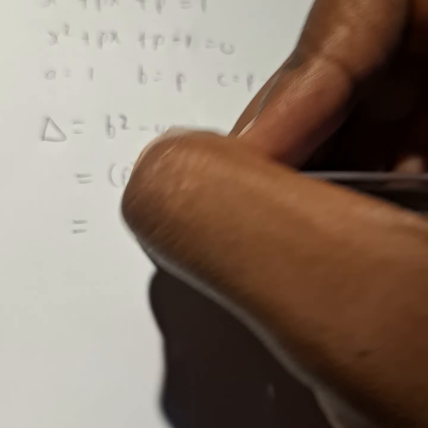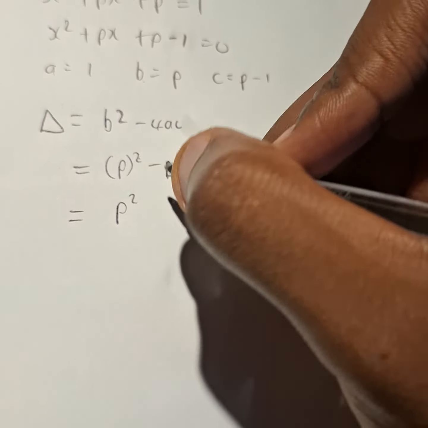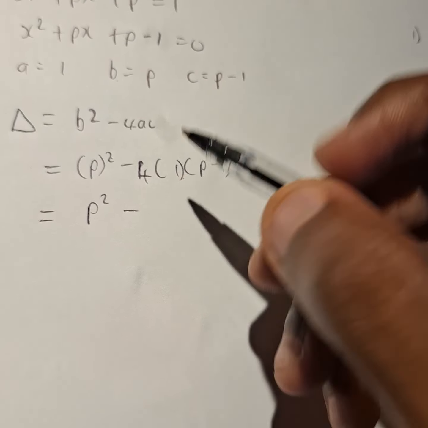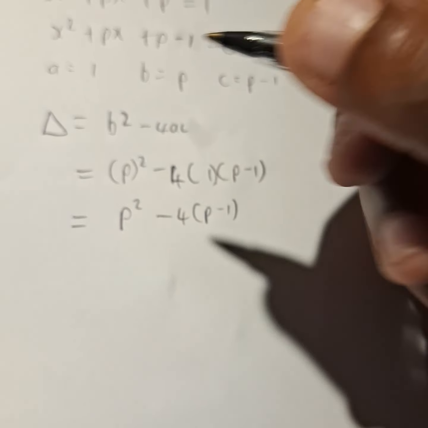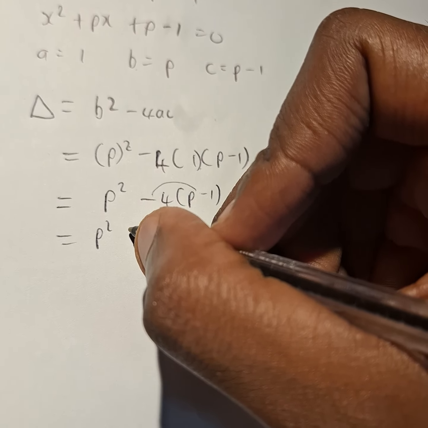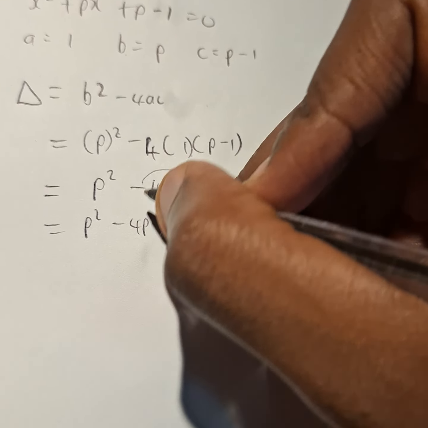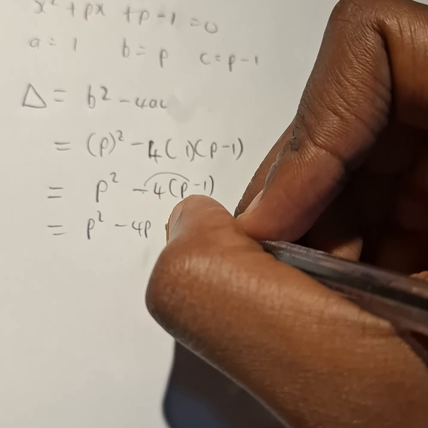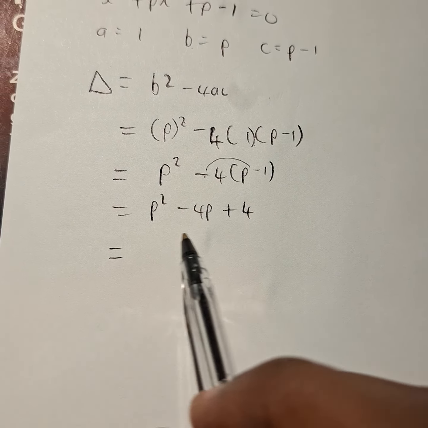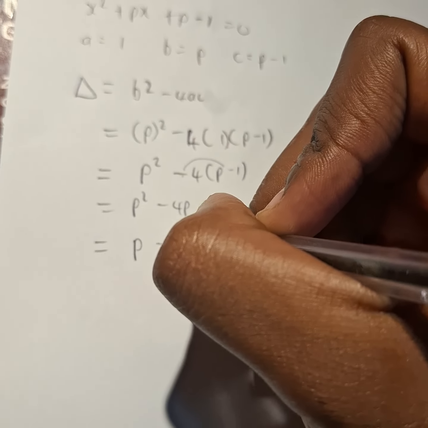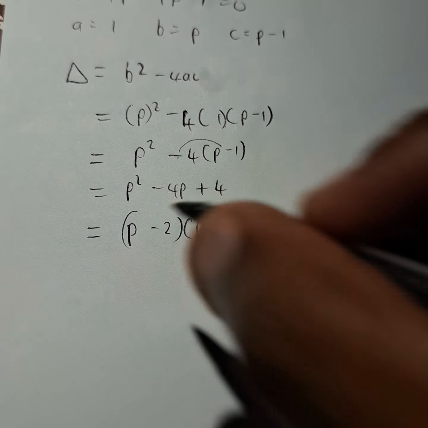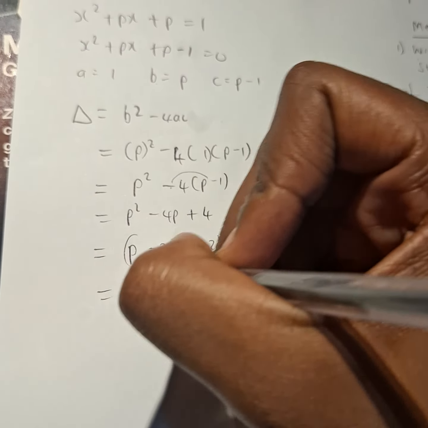Then we multiply out. p squared is p squared, minus 4 times 1, which is negative 4, into p minus 1. Then what we do is we distribute the negative 4 to the p, which is minus 4p. The negative 4 into negative 1, negative times the negative is positive, so we have positive 4. This trinomial is a perfect square trinomial, and we can factorize it into p minus 2 into p minus 2, which is p minus 2 squared.